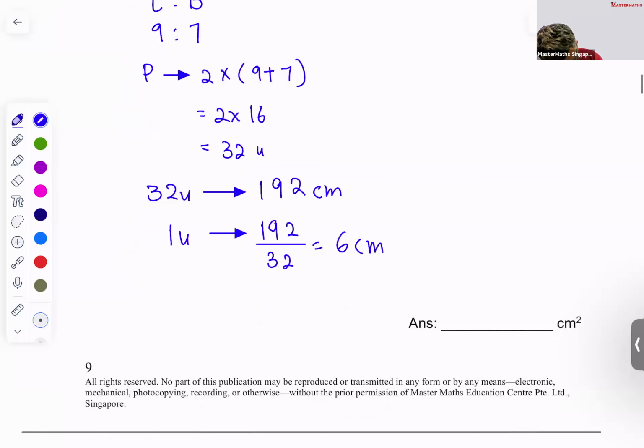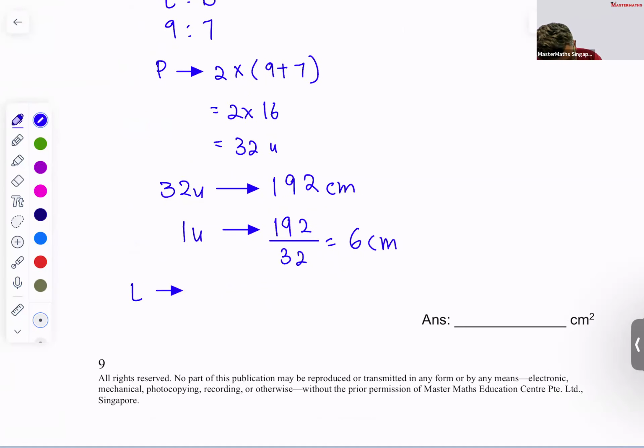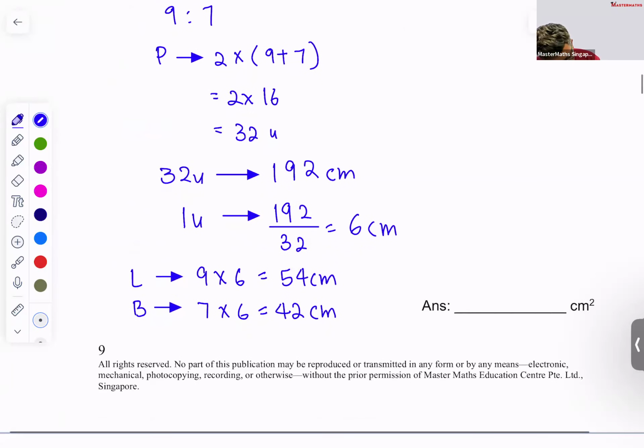So I need to find the length first. Length, how many units? 9 units. 9 times 6, 54 cm. What is the breadth? The breadth is 7 units. 42 cm. Right? So what is the area? 54 times 42, 2,268.